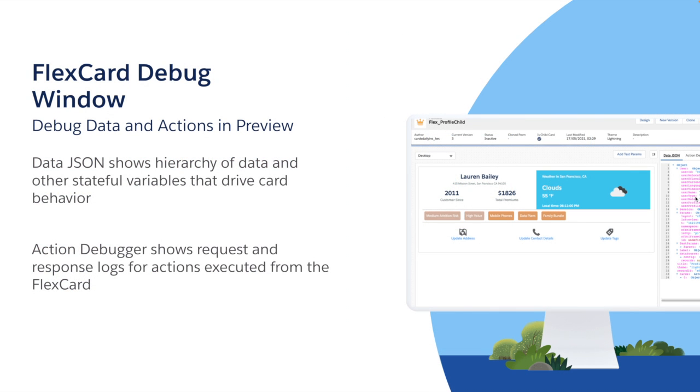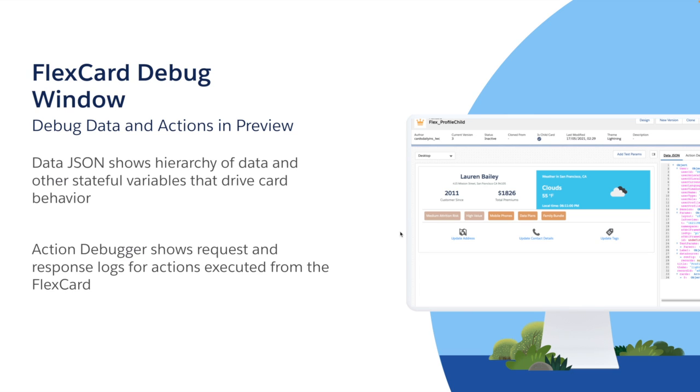Now, a few words about debugging FlexCards. When you preview your card, on the right hand side, you will get a data JSON which shows the hierarchy of the data and other variables that are related to that particular card. So you should be able to see what the card receives and what is the payload that the card is working with. Additionally, there is an action debugger.